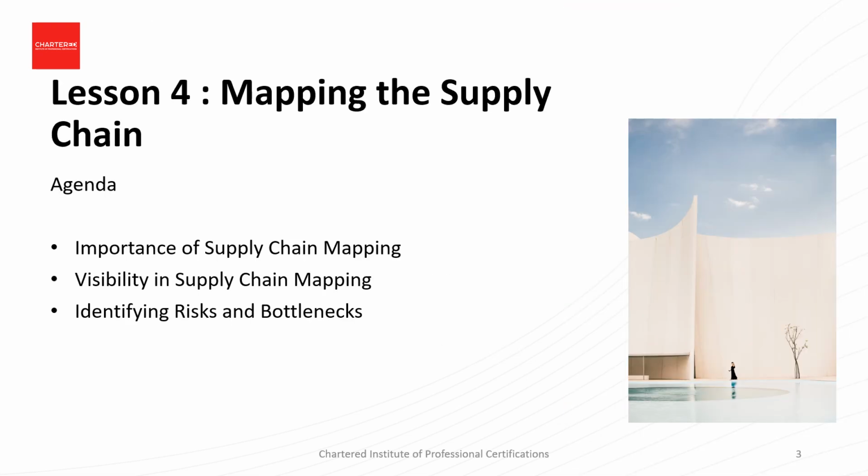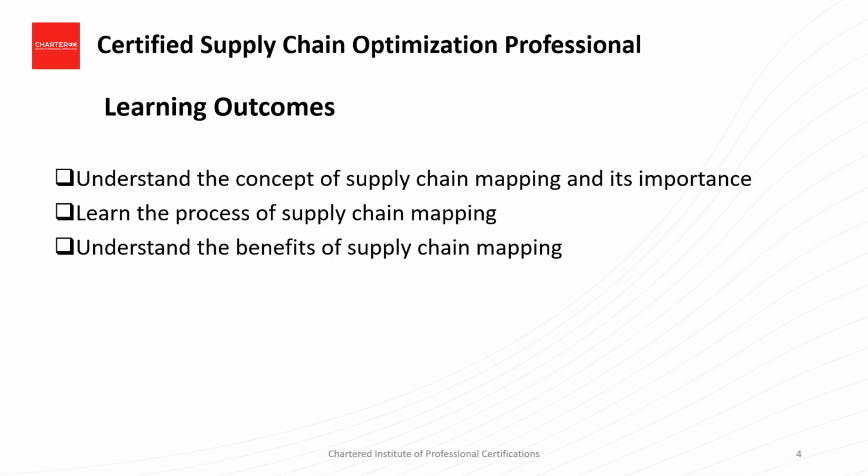The agenda for this lesson will be, we would first look at the importance of supply chain mapping. Then we look at visibility in supply chain mapping, followed by identifying risks and bottlenecks. A few learning outcomes from this course. At the end of this course, you should understand the concept of supply chain mapping and its importance, learn the process of supply chain mapping, and understand the benefits to be derived from supply chain mapping.